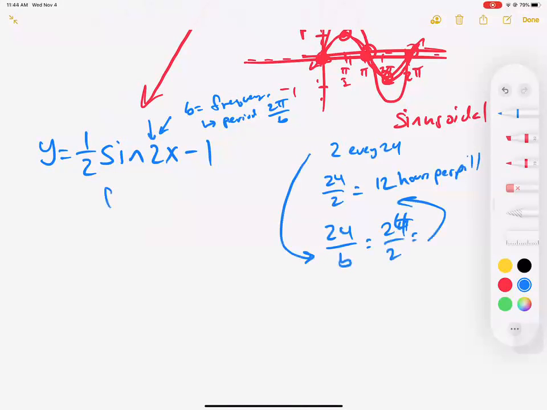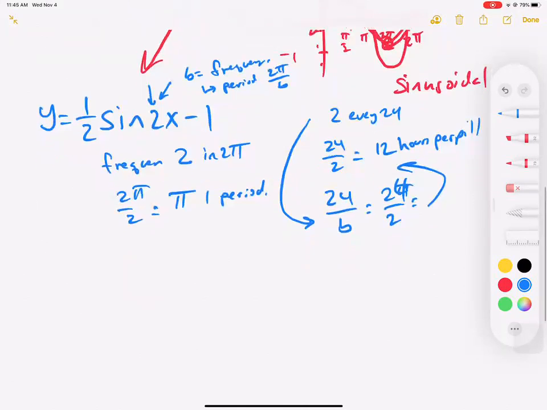If my frequency here is 2, that means it takes me 2 pi over 2 to finish one period. One graph should take me pi to finish.